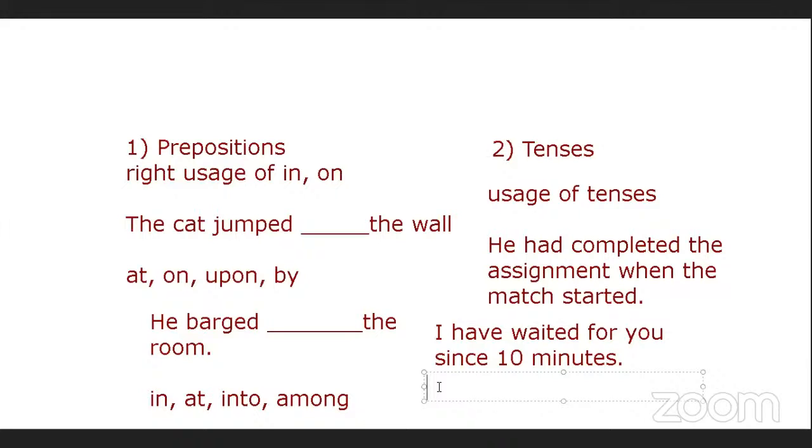But we'll remove since and we'll put for. Why? Because we have given a time duration. Since is used for the beginning time. Since 11 o'clock would be the correct answer. Since the beginning moment of time, since a particular time. Okay. But if you're using 10 minutes, it's a duration. Duration के लिए हम for use करते हैं.